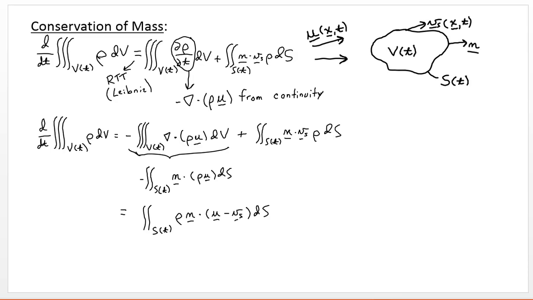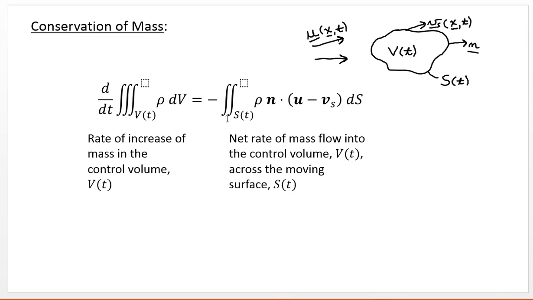We can write it a little bit more neatly in the next slide, and we have the exact same expression. So the left-hand side is the rate of increase of mass in the control volume, V of t, and the right-hand side is the net rate of mass flow into the control volume, V of t, across the moving control surface, S of t.